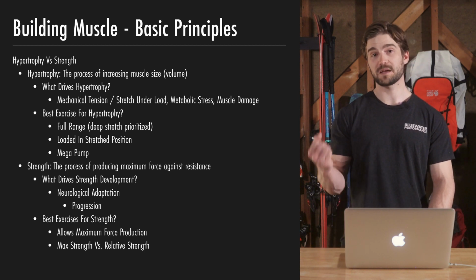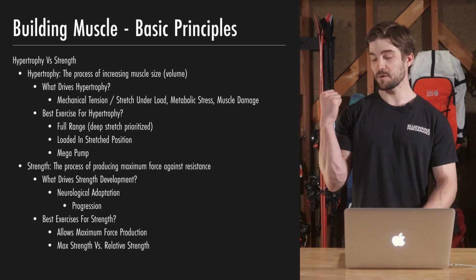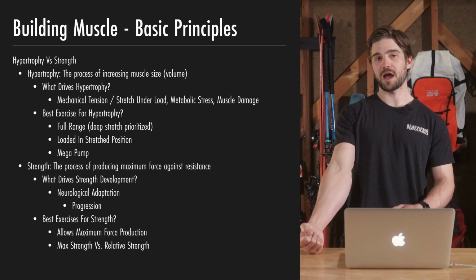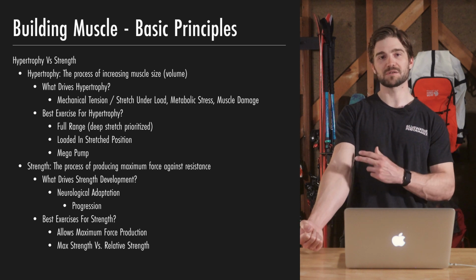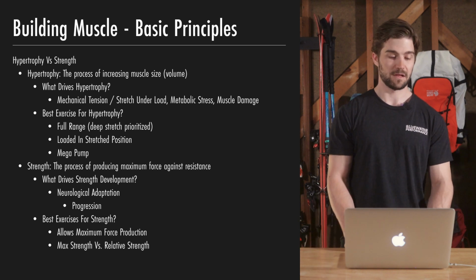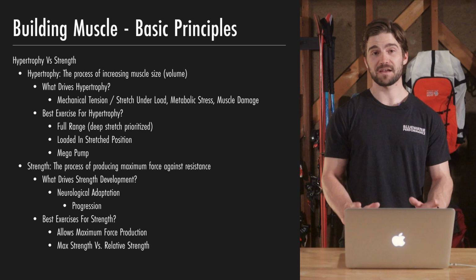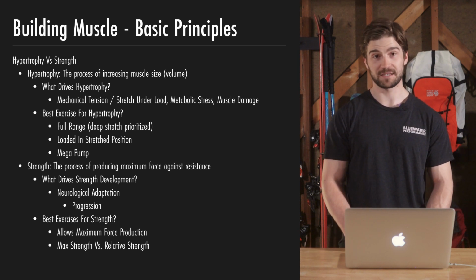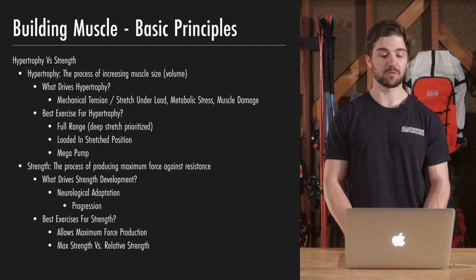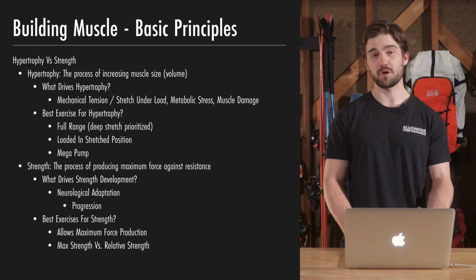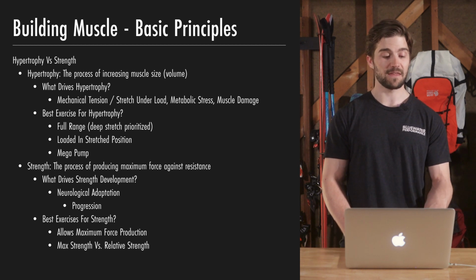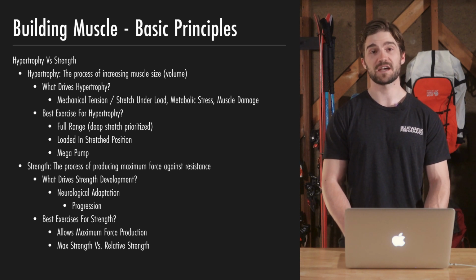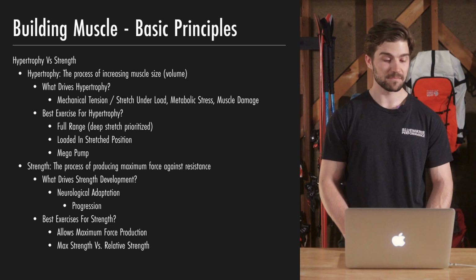So for a bicep curl, for example, this is going to be the most contracted position, and this will be the most stretched position. So we want to figure out how to put the most load in the stretch position of an exercise. And then lastly, we want a mega pump out of this exercise. So this is going to be that giant buildup of metabolites. So if we're able to hit these three things, full range of motion, loaded in the stretch position, and getting a pretty big pump out of it, those are three good signs that this exercise is going to cause hypertrophy for us.